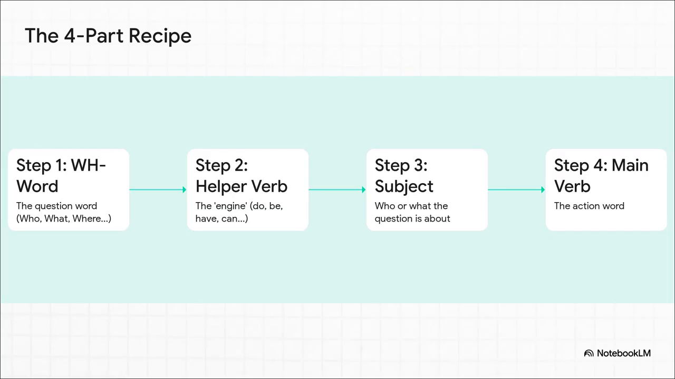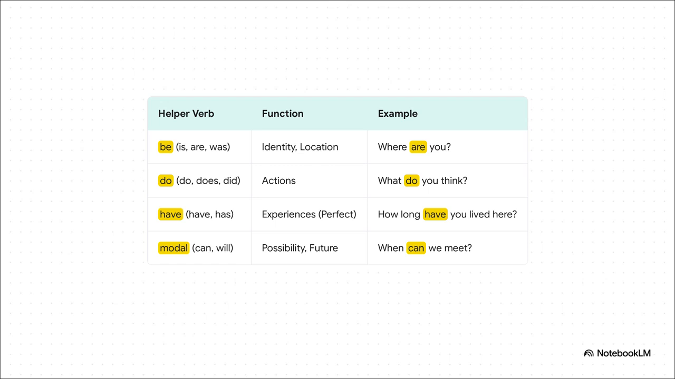You've got your WH word, then a helper verb, then the subject, and finally the main verb. Just burn this into your brain. WH word, helper, subject, verb. Once you get that order down, you are literally 80% of the way there. It is that powerful. All right, let's zoom in on step 2, that helper verb.